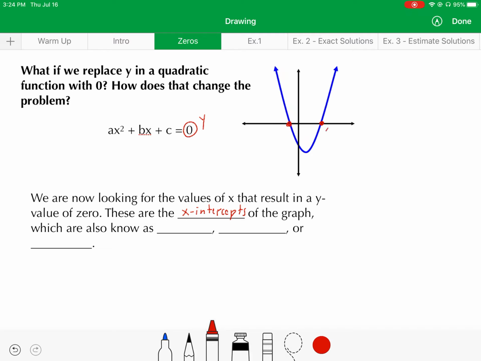So these 2 points, let's call them x sub 1, 0, and then x sub 2, 0. These are the only points on the parabola whose y coordinates are 0, okay? Now, these can be referred to as x-intercepts, but there's also some other names that we could call them. We could refer to them as roots or zeros or solutions, okay? All of these words are synonymous with one another, all right?